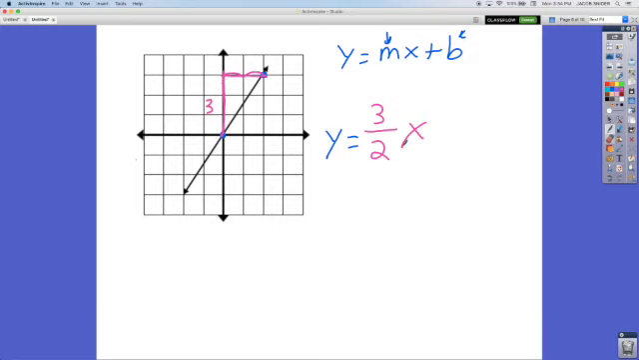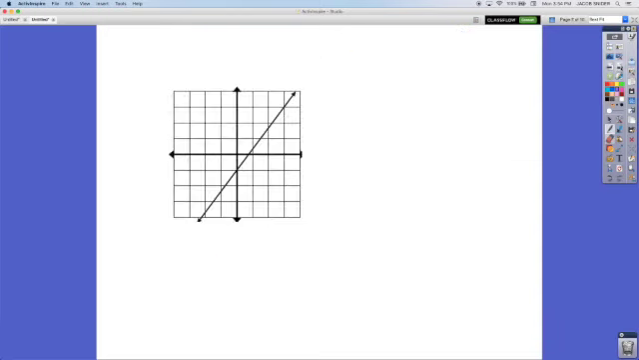And then what's my y-intercept? Where does that black line cross the y-axis? There's the y-axis, right? Where does this line cross? Right there, right? Which is 0. You can put 0 if you want, or if you don't want to, just leave it off of there. Okay? Let's keep going. A couple more.